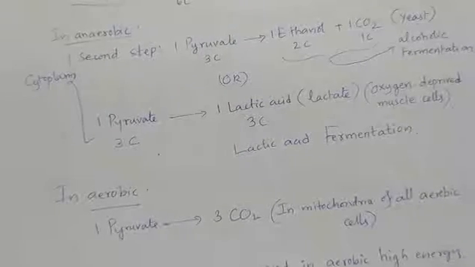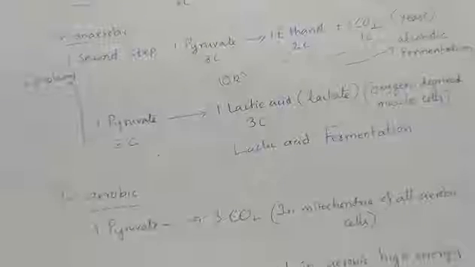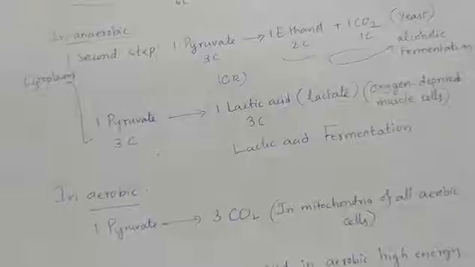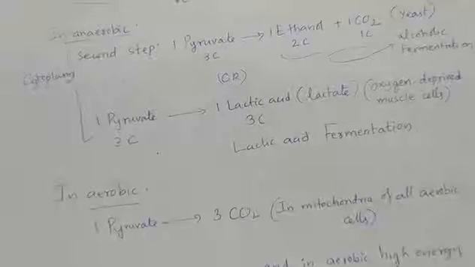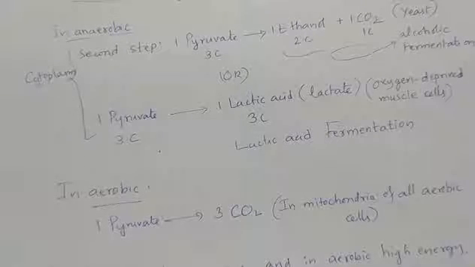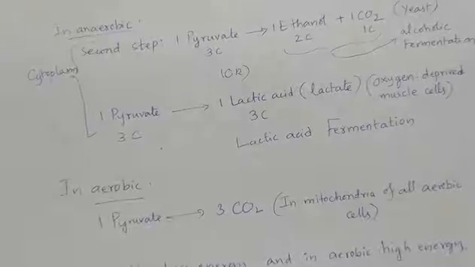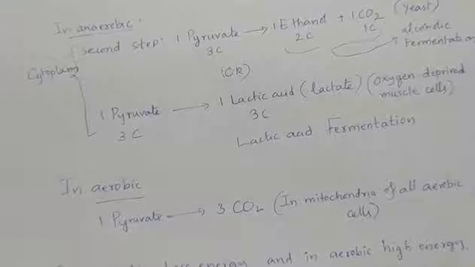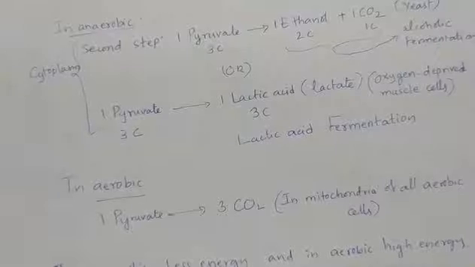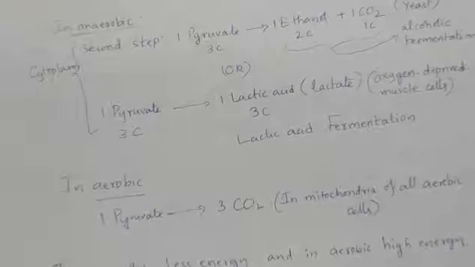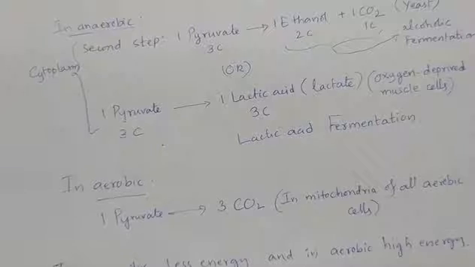First type, the pyruvate is converted into one molecule of ethanol and one molecule of CO2. Ethanol is a 2-carbon molecule, CO2 is a 1-carbon molecule. So pyruvate is a 3-carbon molecule. So 3C is broken down into 2C plus 1C. Generally, it happens in some bacteria and yeast-like organisms. Anaerobic respiration is generally called fermentation. Since ethanol is alcohol, this type of anaerobic respiration is called alcoholic fermentation.